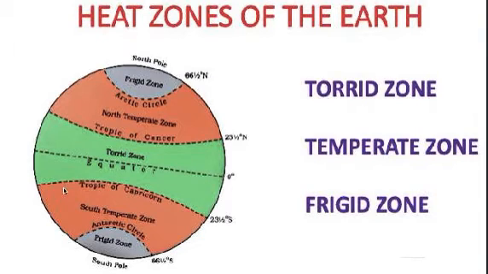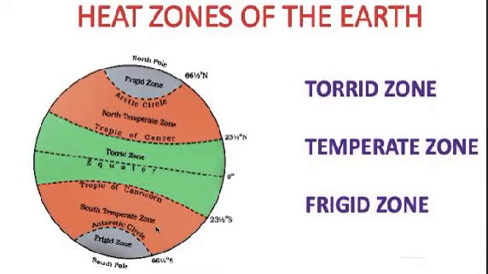The important parallels of latitude are first 0 degree, the equator, then 23 and a half degrees north. This parallel is called the Tropic of Cancer. Then 66 and a half degrees north is called the Arctic Circle. Then 90 degrees north latitude is called the North Pole. Same in the southern hemisphere: 23 and a half degrees south parallel is called the Tropic of Capricorn. Then 66 and a half degrees south parallel is called the Antarctic Circle. And 90 degrees south latitude is called the South Pole. Hope you all have remembered this.